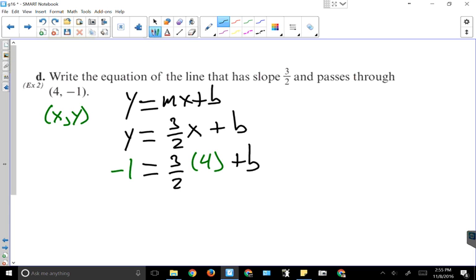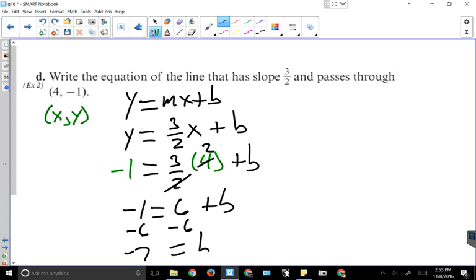So now I've got to do the algebra, right? So that means that I would cancel 2 and 4 and I get 2, right? So I get -1 is equal to 6 plus B, subtract 6, and I get -7 is equal to B. So what this boils down to is that our equation is Y is equal to 3 over 2x minus 7. There's more than one way to do this, yes.